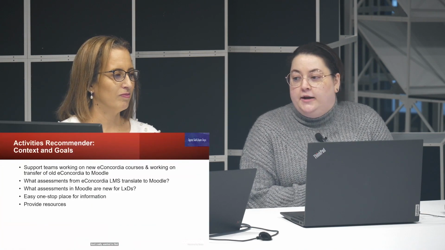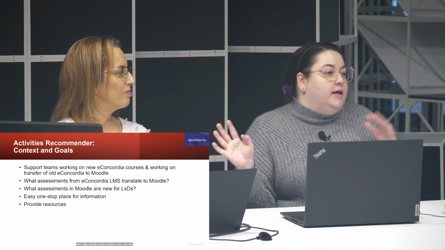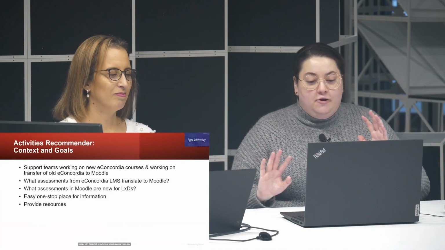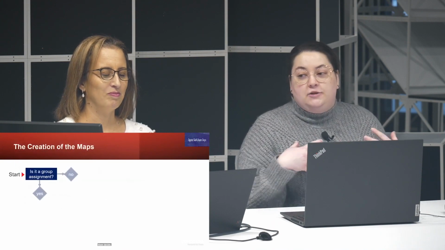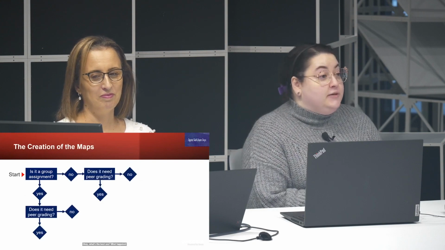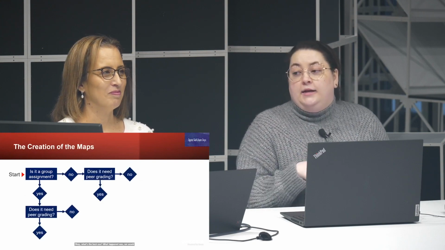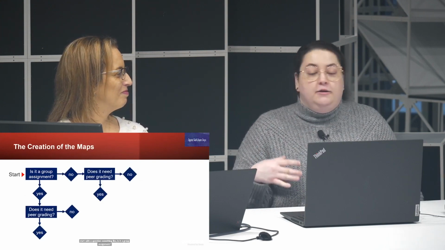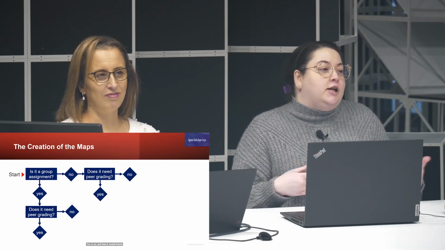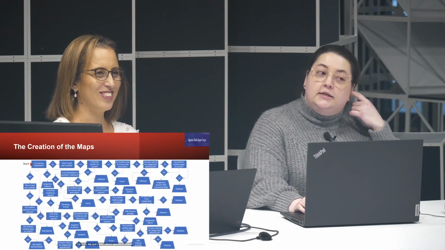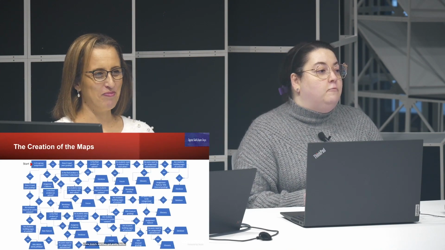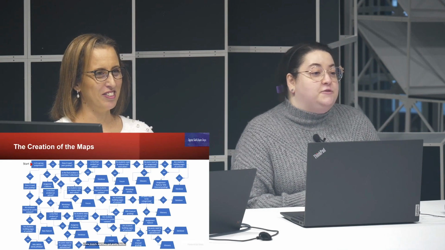So I thought, maybe I can do some sort of flow map, a flow chart, and help them decide what's the best use. What happened was we would start with a question, something like, is it a group assignment, yes or no? And then it would branch off. Does it need peer grading, yes or no? And every time I asked a question, it created a new branch, and it got pretty hectic. So this was version 1 of how we figure out what's the best use for an assignment.